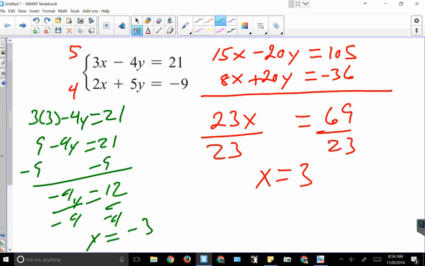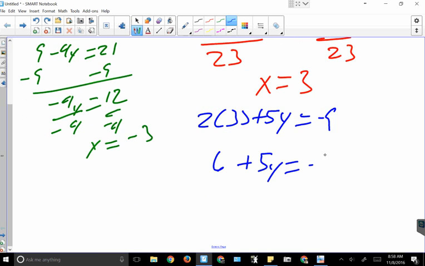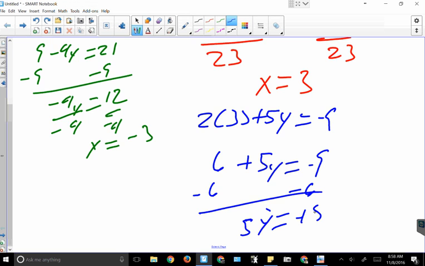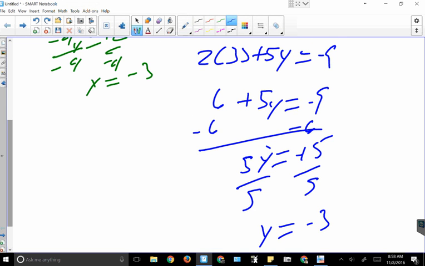Good old algebra. What happens if I would have done it the other way? 2 times 3 plus 5y is equal to negative 9. So I get 6 plus 5y is equal to negative 9. Subtract 6, subtract 6. Oops, sorry. 5y is equal to negative 15. And you can already figure that out. When you divide by 5, divide by 5, y is equal to negative 3. It will not matter which one you plug it into.